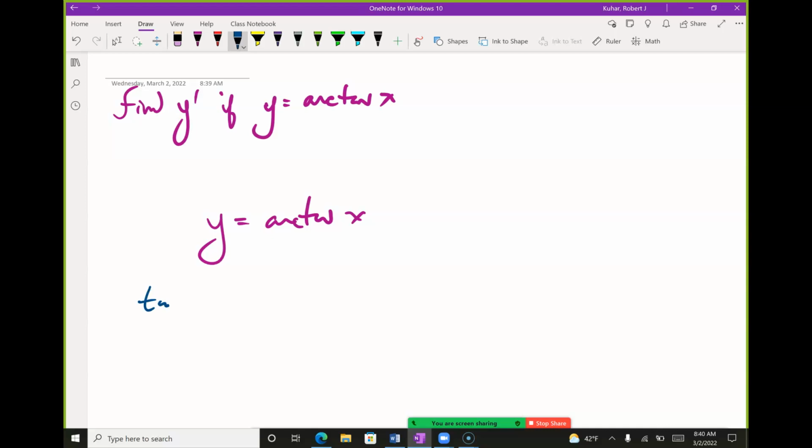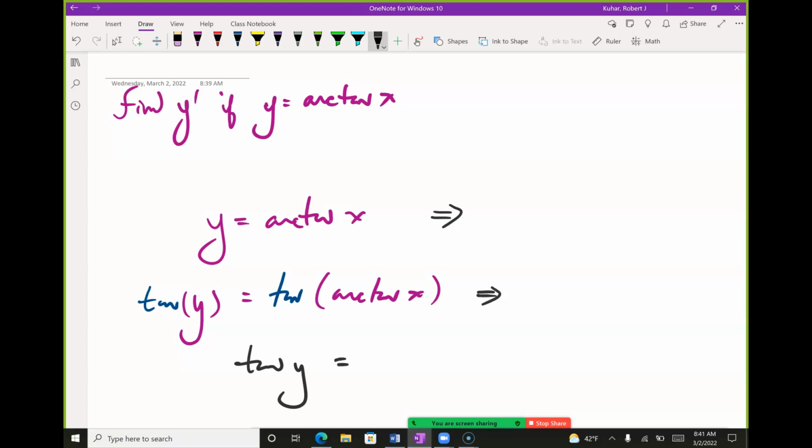So I'm going to take the tangent of both sides here, right? So, tangent of y should equal the tangent of the arctan of x, right? I'm composing the functions there, but I'm composing inverse functions. So what happens to the tangent of the arctan of x? They cancel each other out, right? So what do I get here? I get the tangent of y is equal to x.